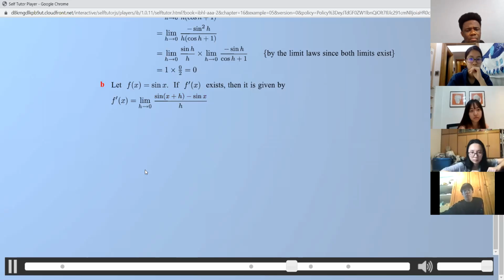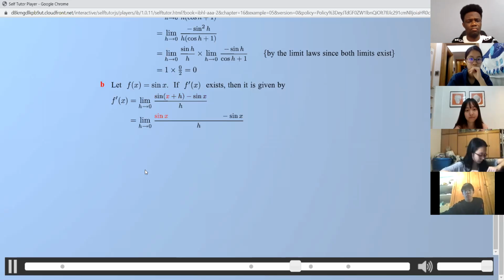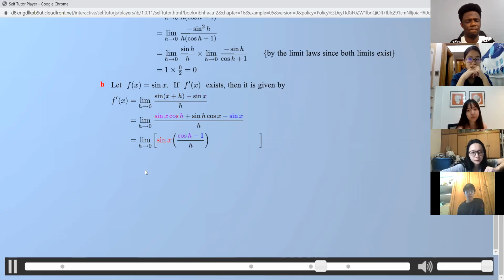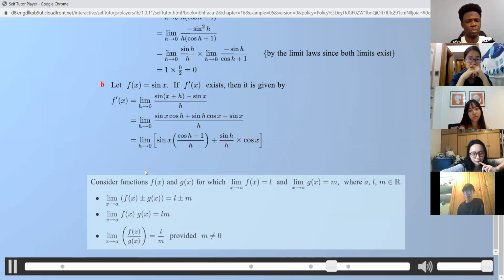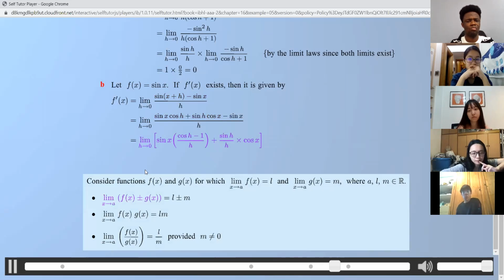We have terms which involve sine x. We take out sine x as a common factor, and the remaining term involves cos x. From the limit laws, the limit of a sum of two functions is the sum of their limits, provided both limits exist. Since the limits involve the variable h and the variable x is independent of h, we can take sine x out the front of the first limit and cos x out the front of the second limit.